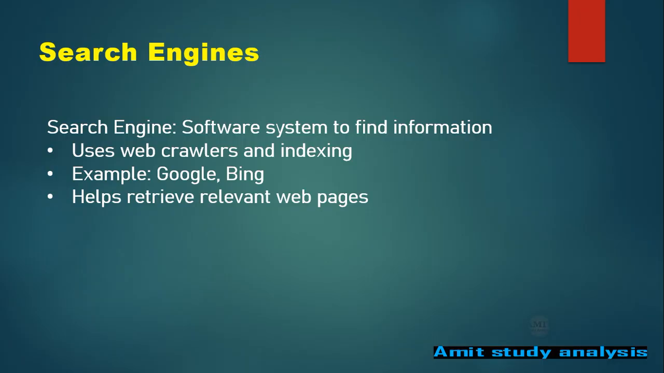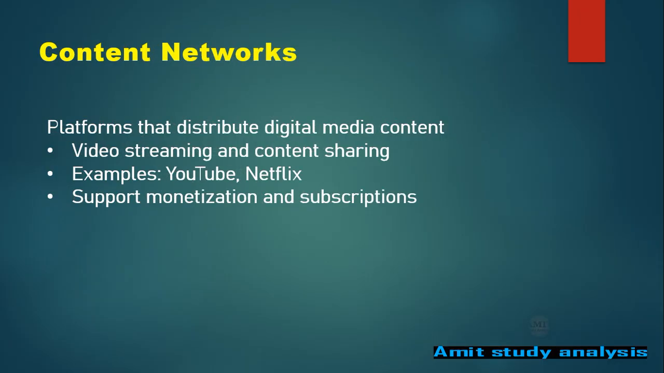You know, it is a basic method to search anything on the internet. It is a kind of software which uses web crawlers and indexing methods to search anything, like Google, Bing, Yahoo, etc. Next, content network, a platform to distribute digital media content, video streaming and content sharing, like YouTube, Netflix, and Amazon Prime. A lot of video websites are there which provide content networks.